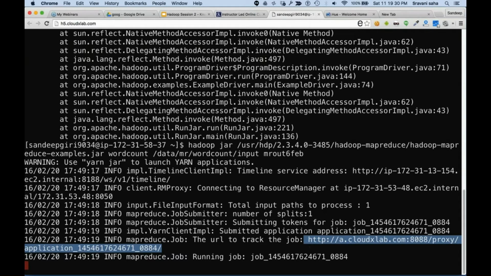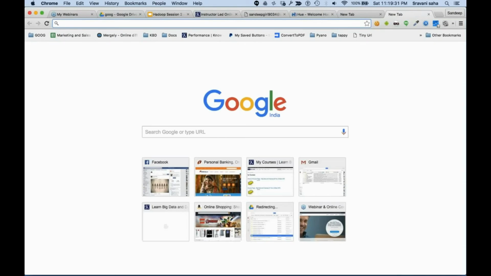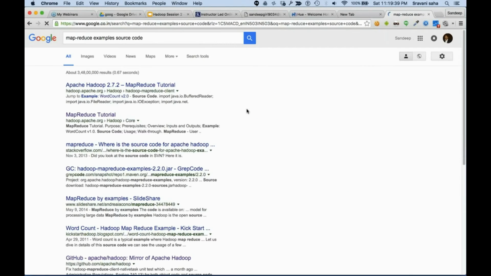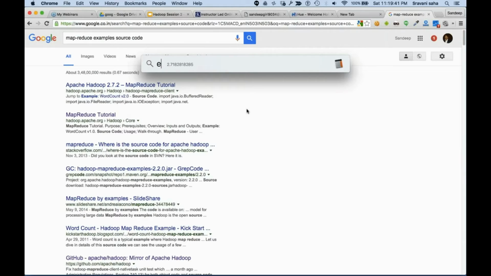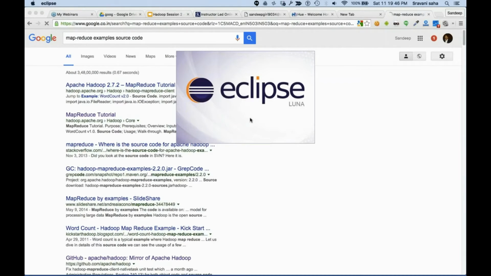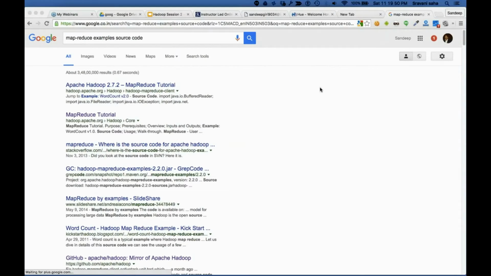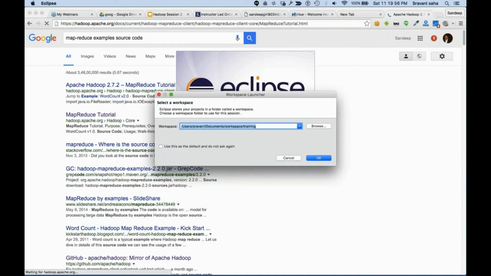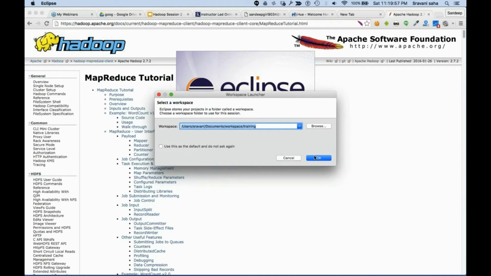All right, let me see the MapReduce examples source code. Although I will get into the details again in the case of Java, I want to show you quickly what the MapReduce example looks like.